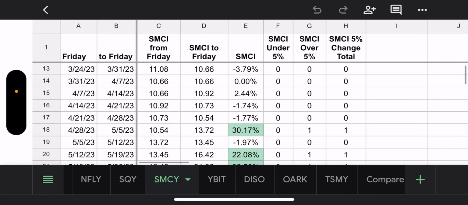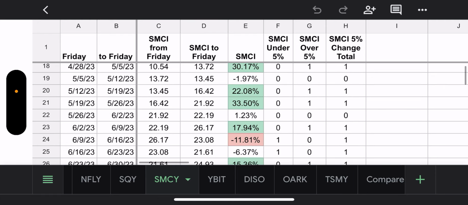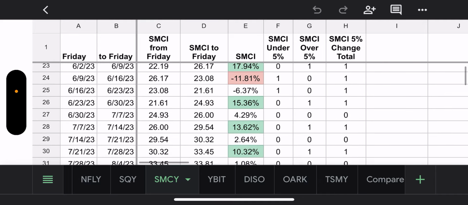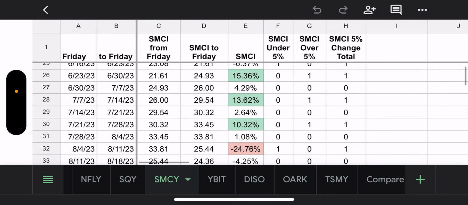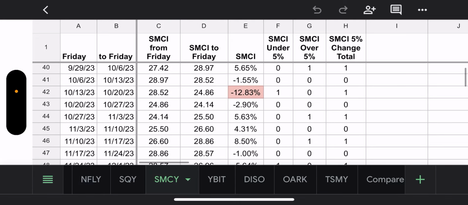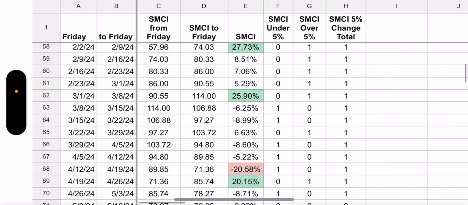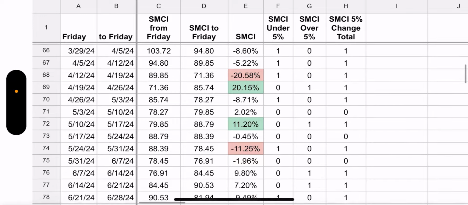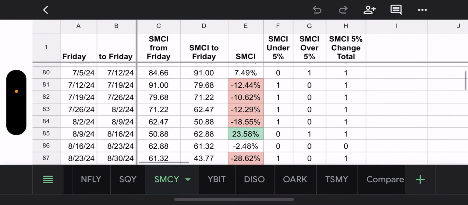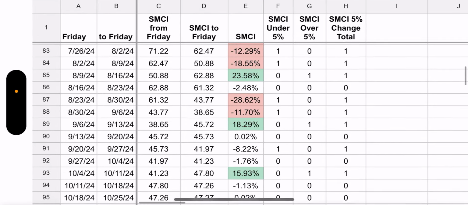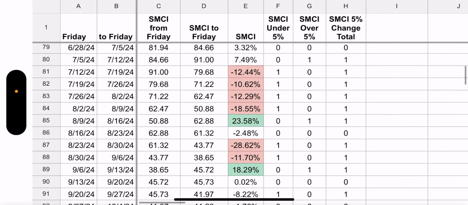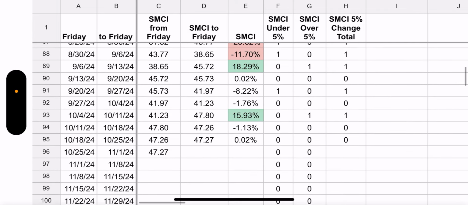And here's another one, 16%, 30%. So obviously, yeah, we want those gains. 22%, 33%, 17%, down 11, up 15, up 13, 10, 24. So SMCI clearly is a very volatile stock, and the price fluctuations are insane. So looking at this, I always say I want to get into SMCY, and I'm looking at this, I'm like, oh man, I am not so sure.